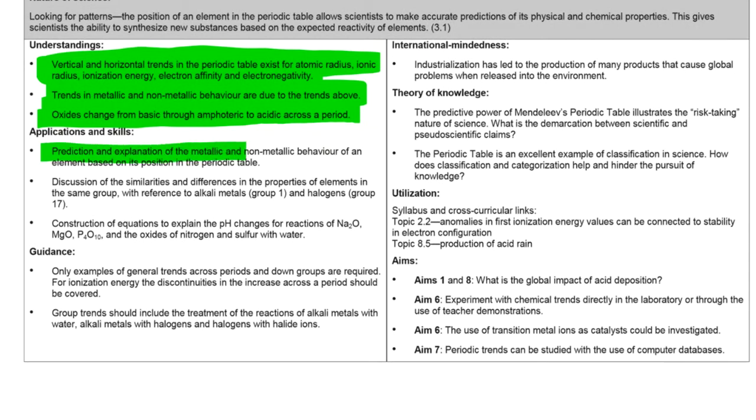Prediction and explanation of the metallic and non-metallic behavior of an element based on its position in the periodic table. So you're probably going to be given an element and you have to say whether it is a metal or non-metal, and then provide some of its characteristics.